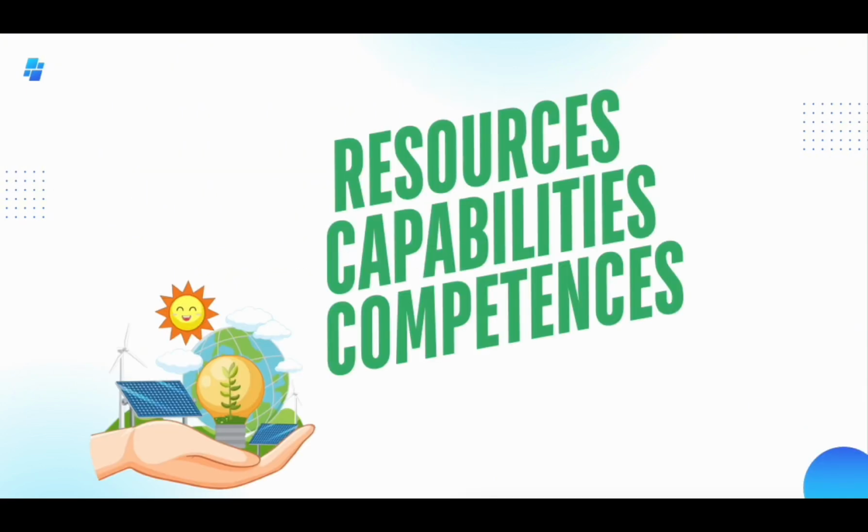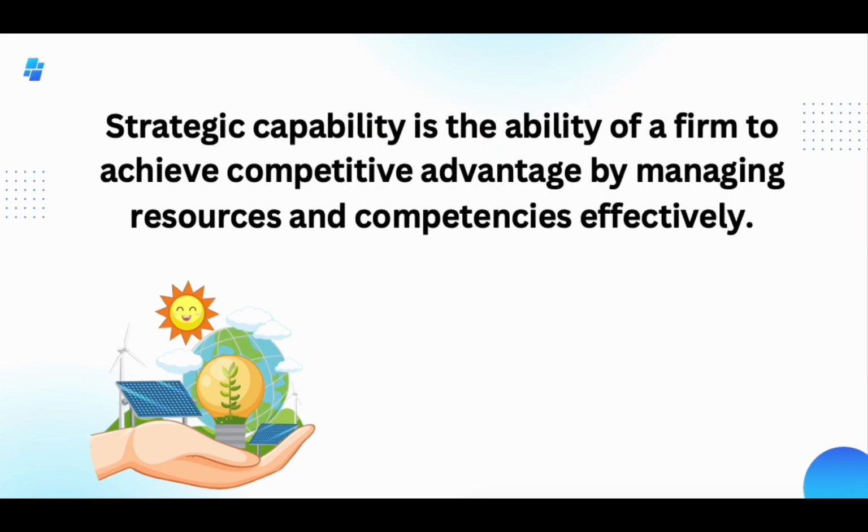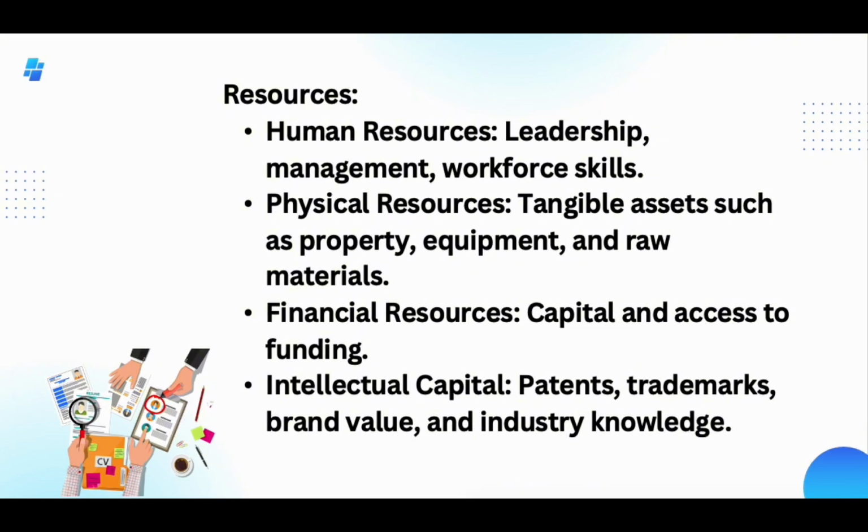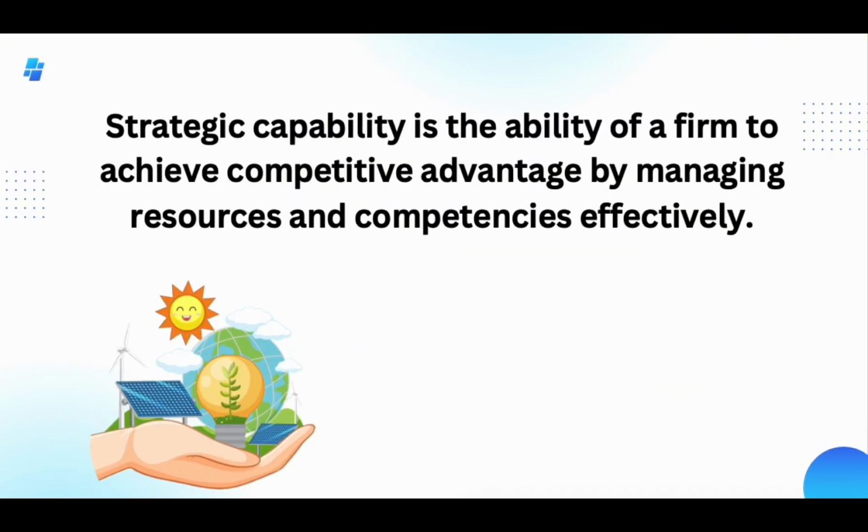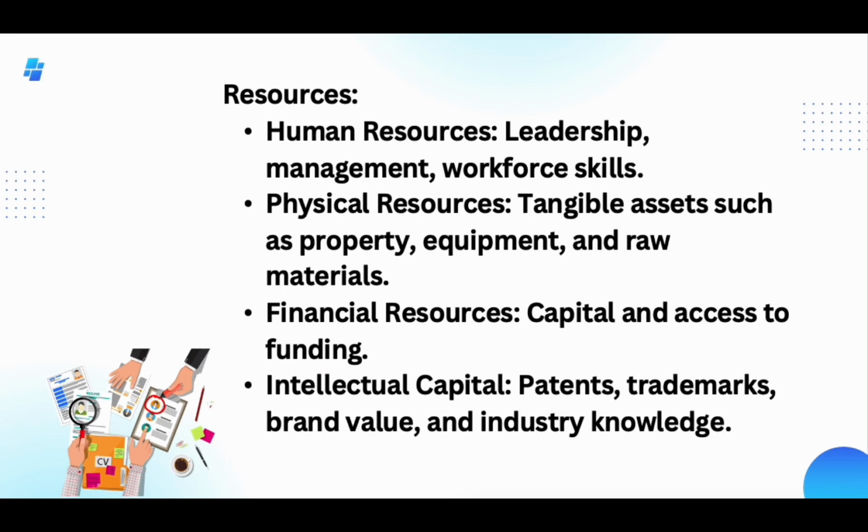Next are the resources, capabilities, and competencies. So what are these three? Strategic capability is the ability of a firm to achieve competitive advantage by managing resources and competencies effectively. So capability is the ability to strategize. For resources, first is the human resources: leadership, management, and workforce skills. These are our employees, our human resources.